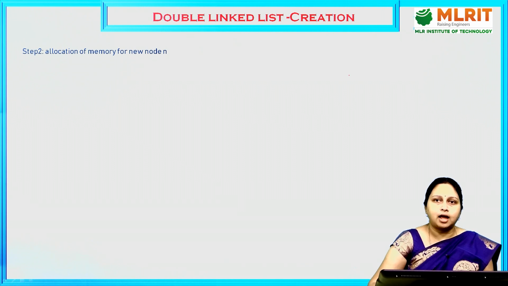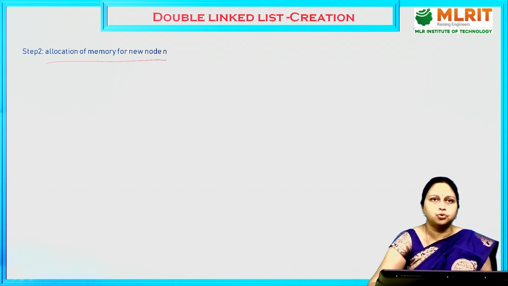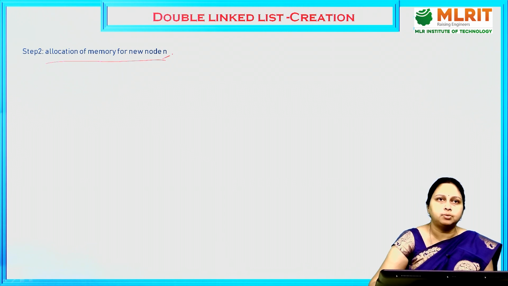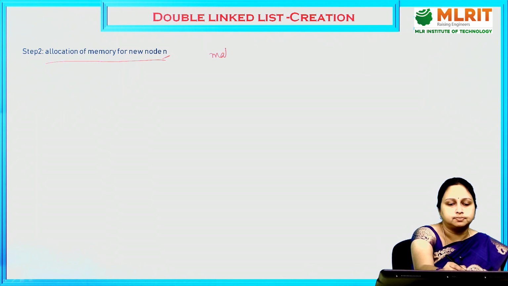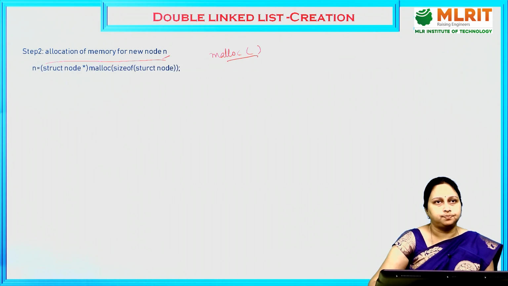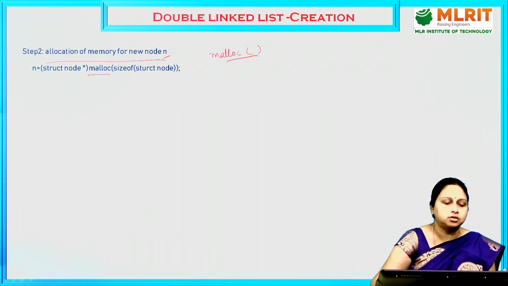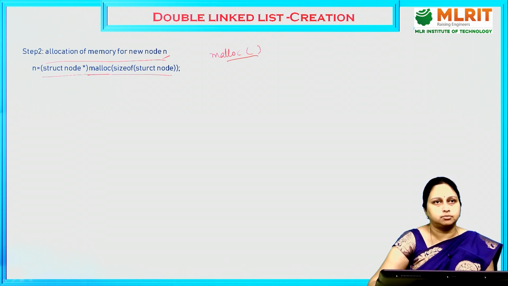Now, after having the node structure, the second step is we need to allocate the memory for a new node. For that, we are taking a pointer variable n. And how to allocate the memory dynamically? That can be done by using the malloc function. By using the malloc function, we are going to allocate the memory. You can refer to the malloc function, which we have discussed in the single linked list. You can refer to that video for how this syntax is written, right.